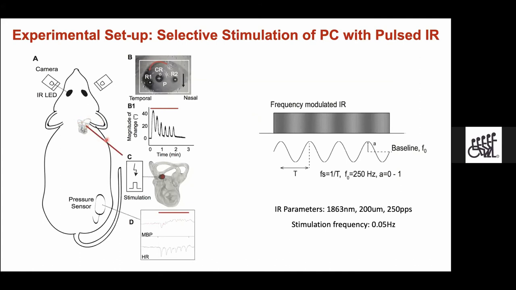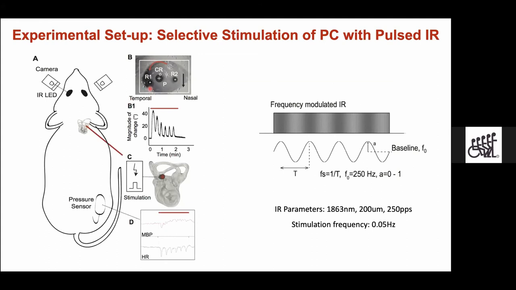So we implant an optical fiber into the inner ear, and we direct it at, for example, the posterior semicircular canal. Most of the data I'm going to show you here are going to be stimulation of one of the vertical semicircular canals, known as the posterior canal.